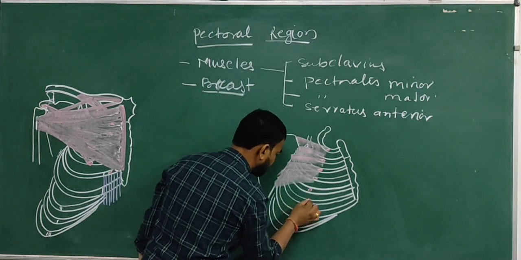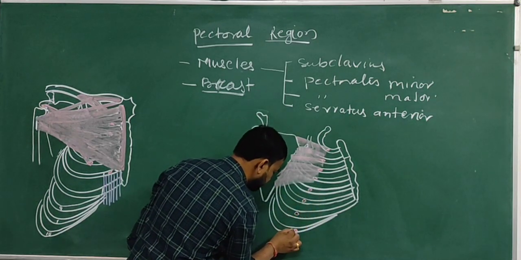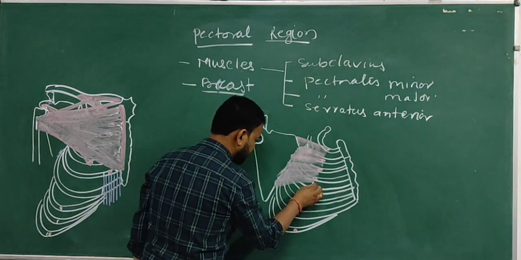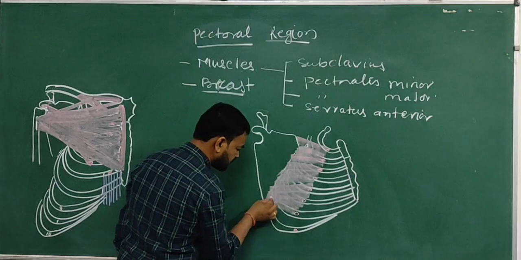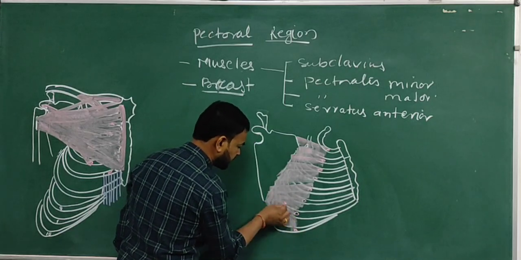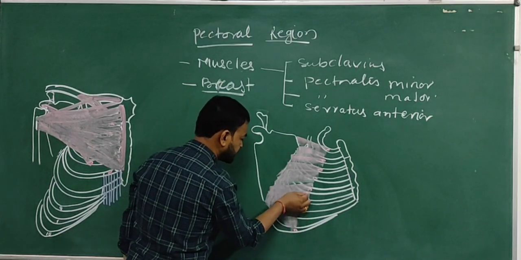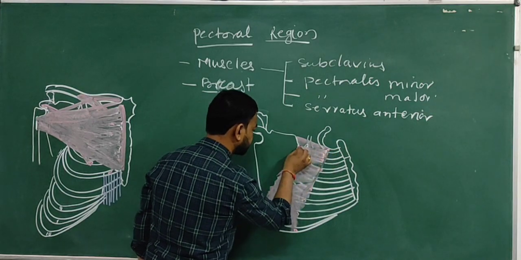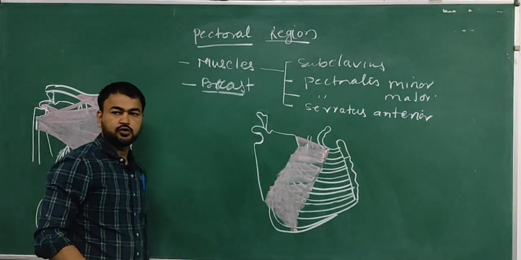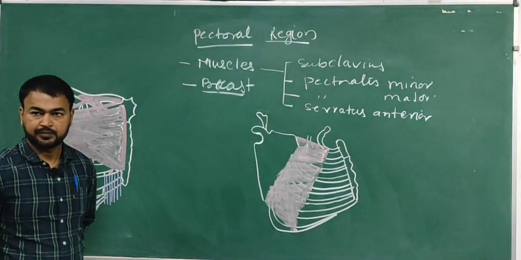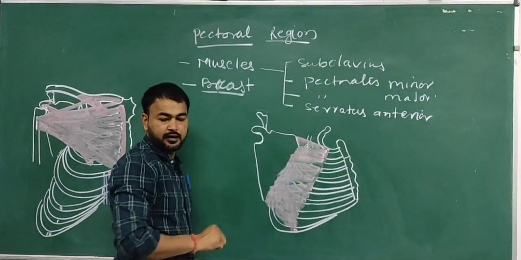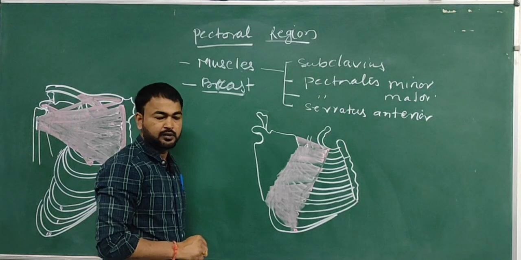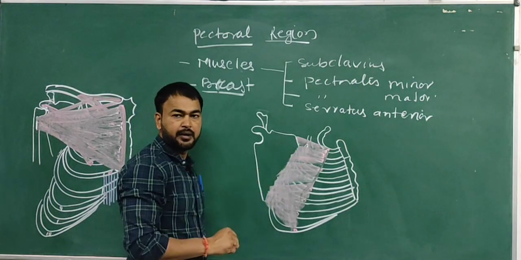एंड द लोअर फोर्थ, फिफ्थ, सिक्स्थ अप टू 8 डिजिटेशन कहां होती है? इंफीरियर एंगल ऑफ द स्कैपुला. This is the inferior angle of the scapula. So this is the serratus anterior. इस मसल्स को हम बॉक्सर मसल भी बोलते हैं because it pulls the scapula forwards and medially.